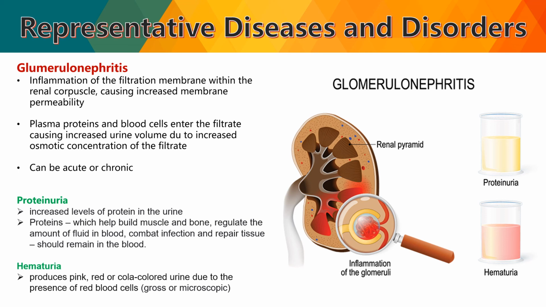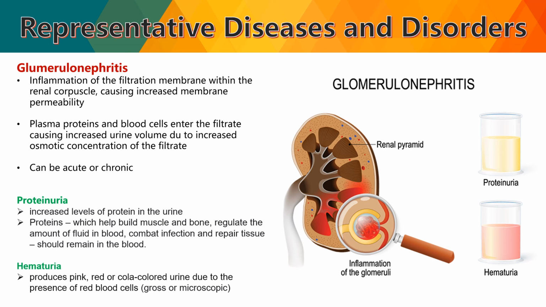With glomerulonephritis, it is also connected with proteinuria. Proteinuria is when there's an increased level of protein in your urine. And as you see in the image here, when you have proteinuria, your urine is usually more yellowish in color. Proteins, as we all know, help build muscle and bones. They regulate the amount of fluid in the body, combat infection, and repair tissue. So basically, they should remain in your blood.